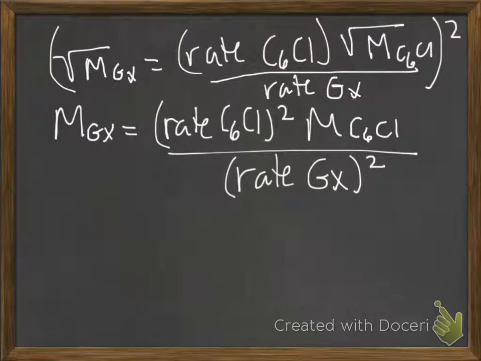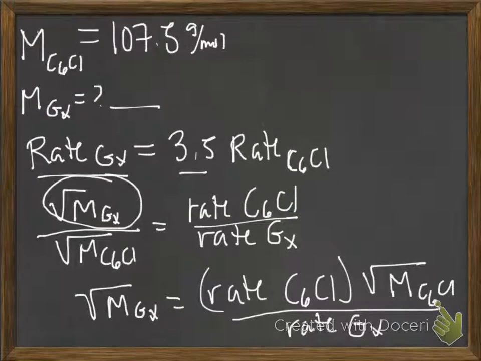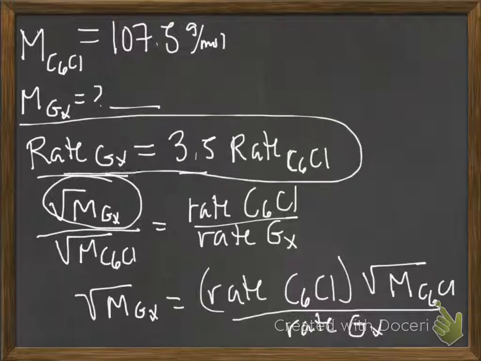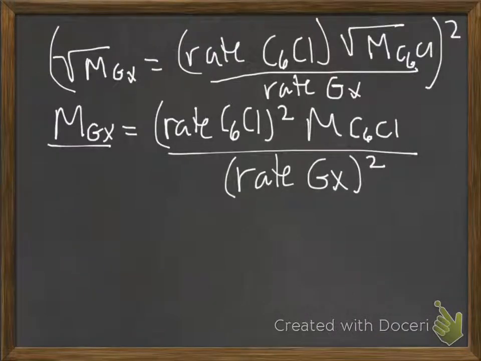Okay, so now we're down to something that's solved for gx. We just need to do a substitution with the rate. And if you remember from the last slide, the rate of gx is equal to 3.5 times the rate of the C6Cl. So we're going to substitute that in.